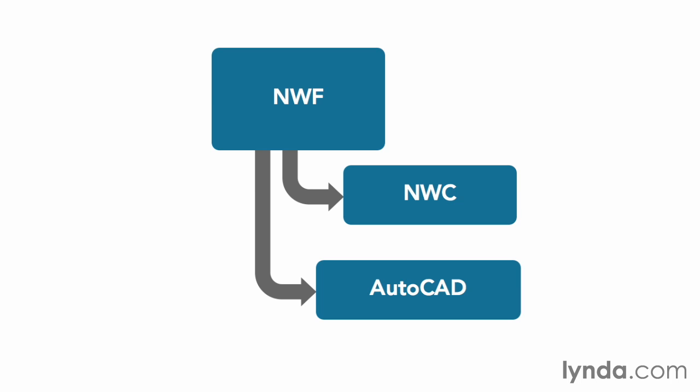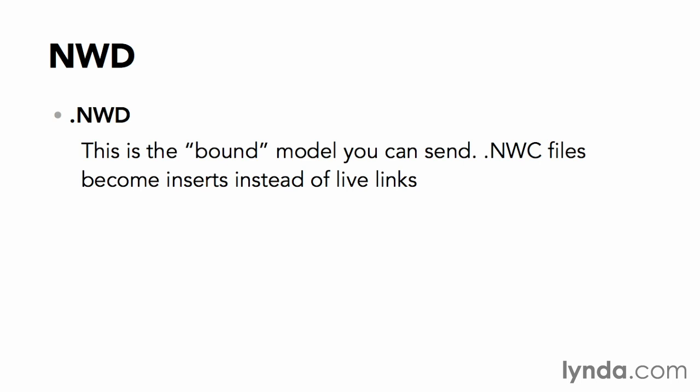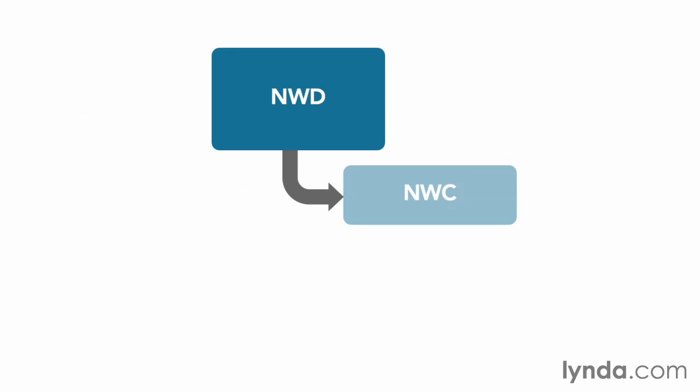The third type of file is called an NWD. This file type is the same as an NWF, but the links to the contributing model is removed. Look at this type of file as having all the models bound together.